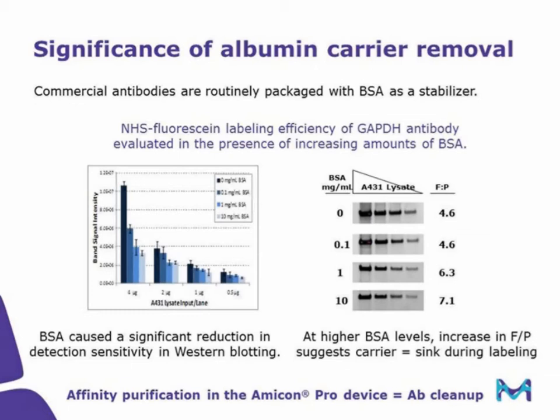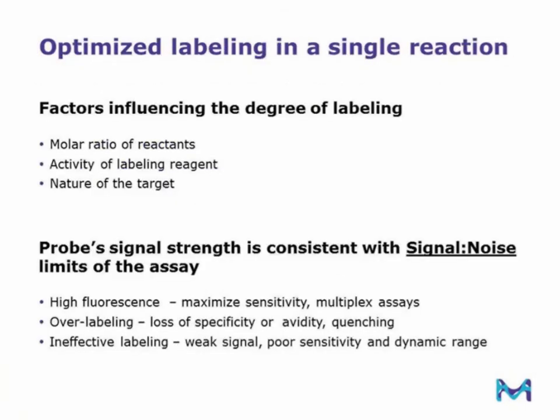Because the Amicon Pro device was designed for resin-based affinity purification, general antibody cleanup, including carrier removal, can be easily achieved prior to labeling as previously outlined. The degree of labeling is influenced by molar ratio of reactants, activity of labeling reagents, and the nature of the probes themselves. Optimization is often required to ensure a probe's signal strength is consistent with signal-to-noise requirements of the assay.